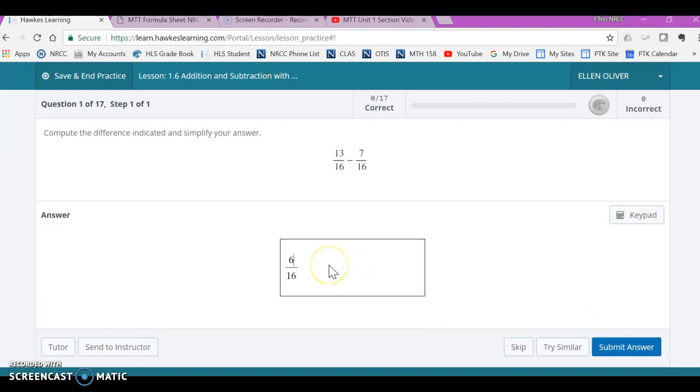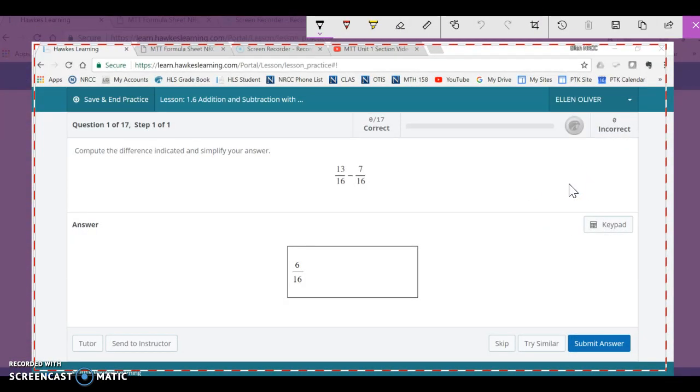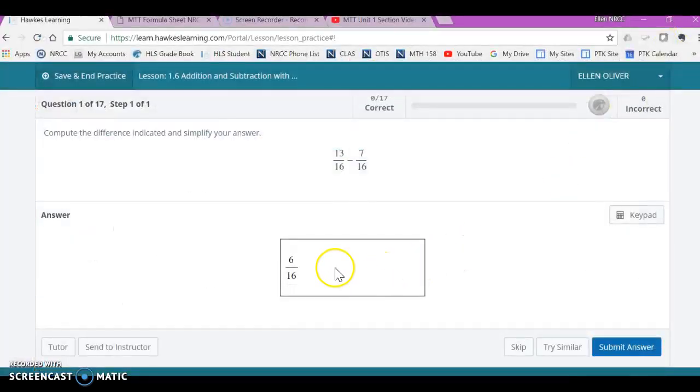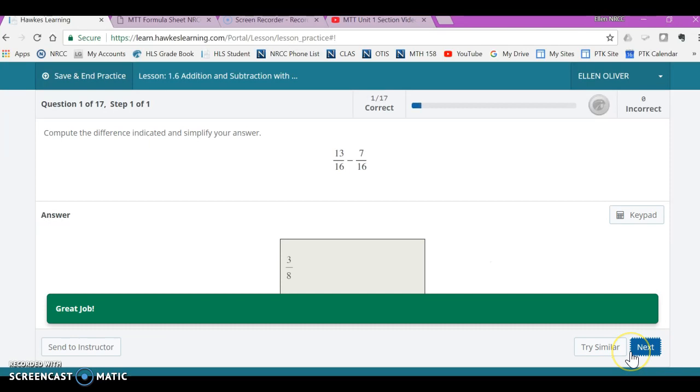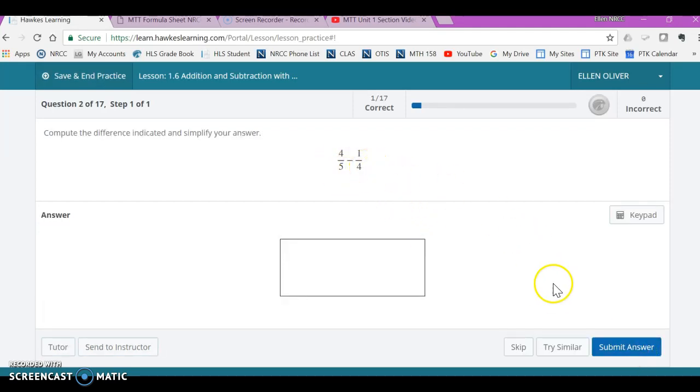Okie dokie. So I need to reduce 6 over 16. So let's go here. And remember, I'm going to factor. So 6 over 16 is 2 times 3 over 2 times 8, which is 2 times 4, which is 2 times 2. So one pair of 2's will cancel. So in actuality, I should have written this as 3/8. So let's go back and do that. That's one thing that's nice about the software, it gives you a chance to fix your errors and not lose credit for something.